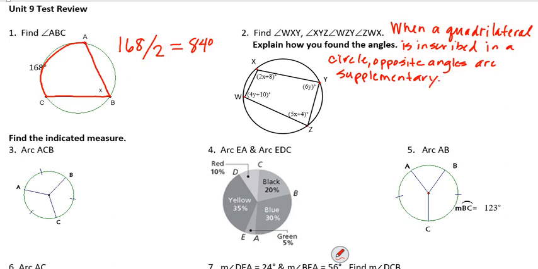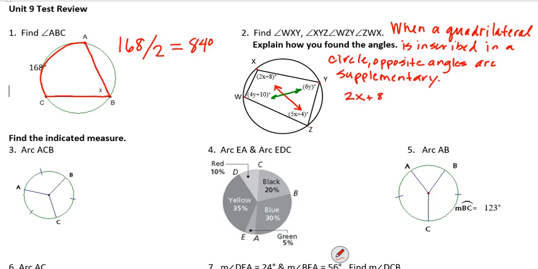So what does that mean? That means these angles are opposite angles. So when I add those together, they're going to be equal to 180. And these angles are opposite angles. So when I add those together, they should be 180 because that's what supplementary means. So I'm going to solve for x first and then plug it back in and solve for those two angles.